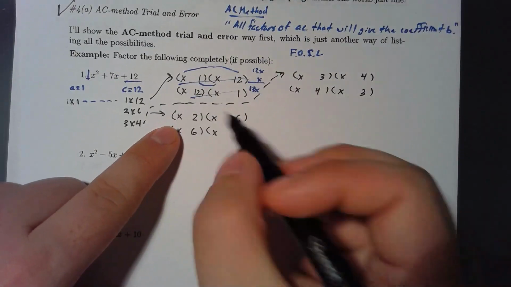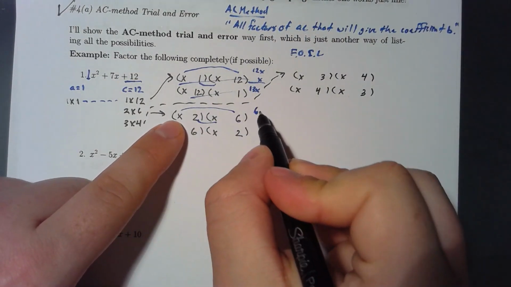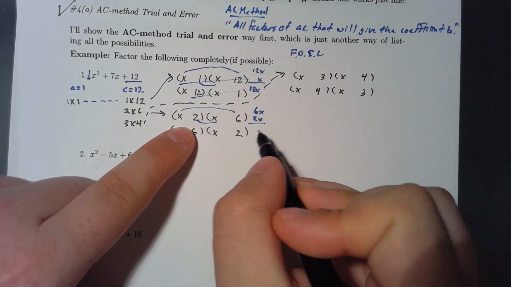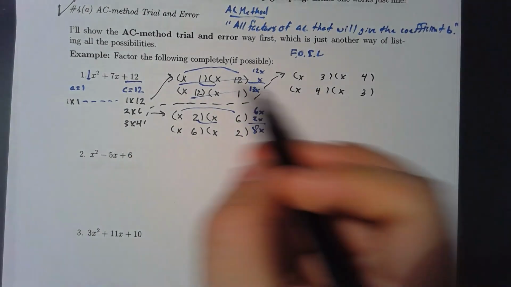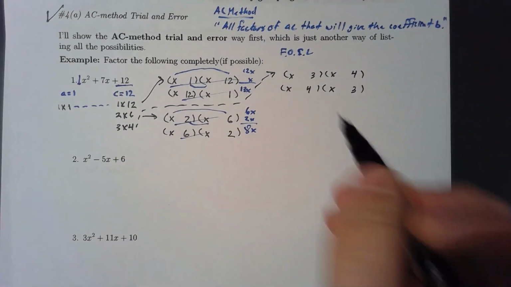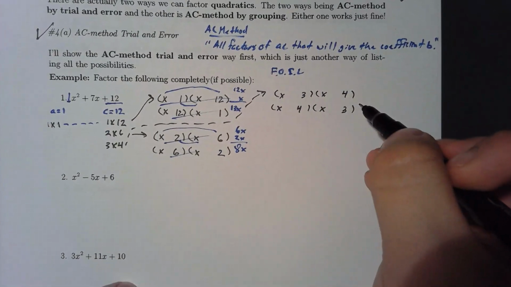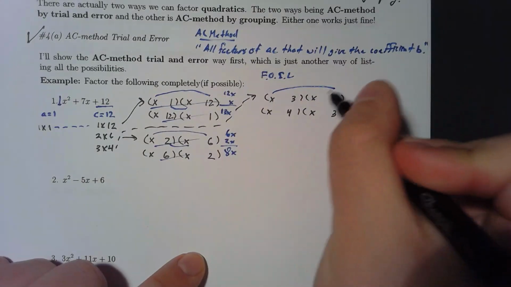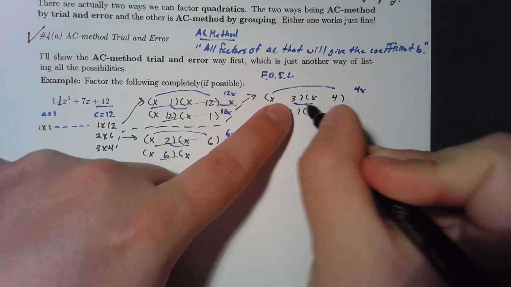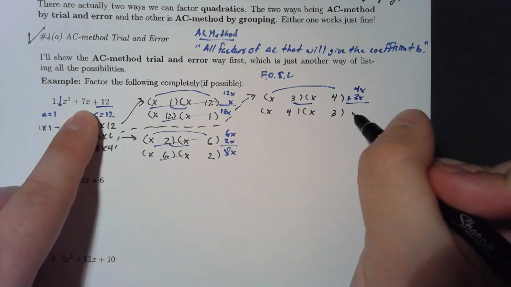So all right, let's go on to the next case. This outside and inside is going to be 6x and 2x. If I add them together, what do I get? I get 8x. That's not what I have. So those two don't work. Let's look here. So this one looks promising, right? Because the outside and inside here is going to be 4x and 3x. If I add them together, I get 7x.